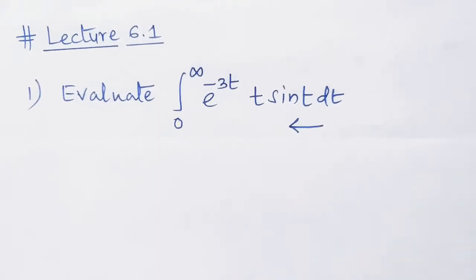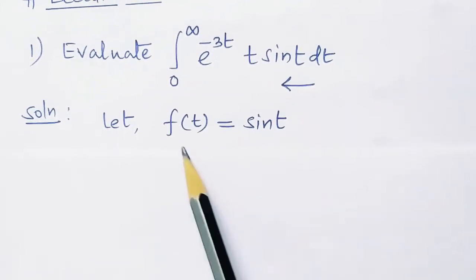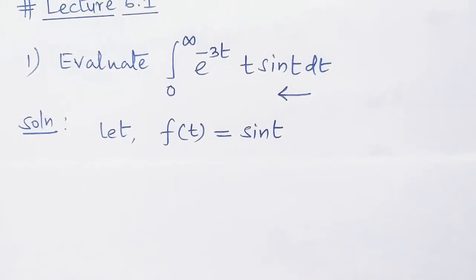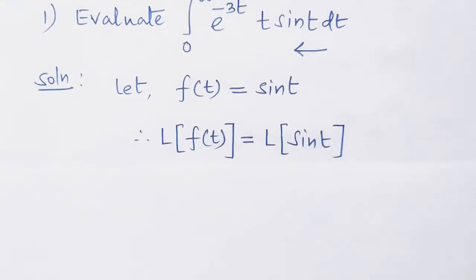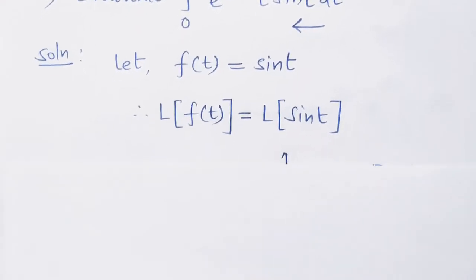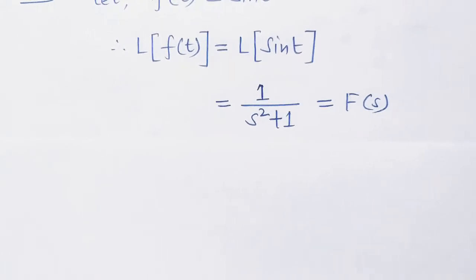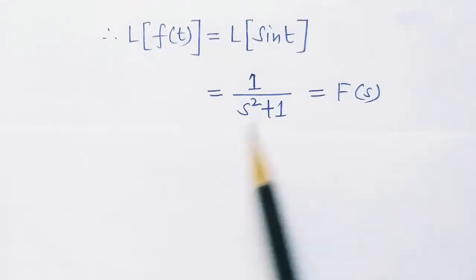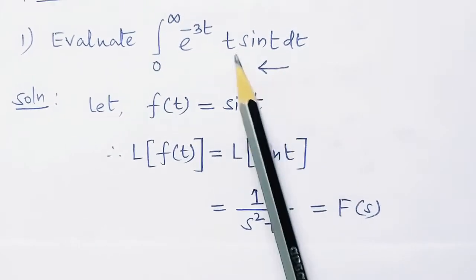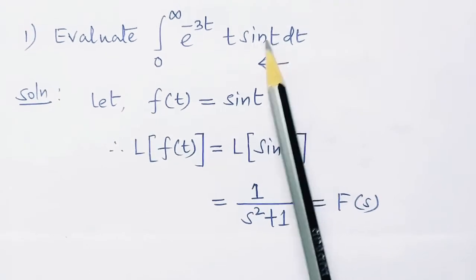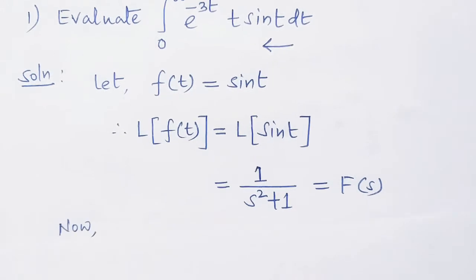So here I'll take f of t as sine of t. Let f of t be sine of t. Then after f of t, the next step would be finding the Laplace transform. Then we have Laplace of f of t, that is Laplace of sine of t, which is 1 divided by s square plus 1, and that is f of s. Then after sine of t, the next choice is t. So together sine of t with t, it resembles multiplication by t. So we can introduce that here.